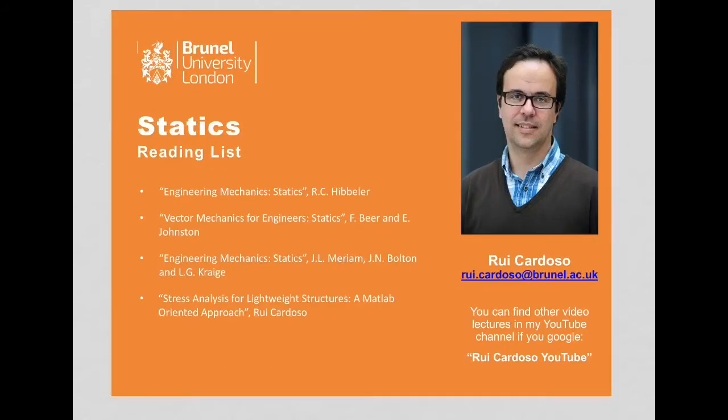I would like also to say that all the examples I will be doing in these lectures and tutorials, not all of them, but many of them, were taken from these recommended books I have listed here in this slide. So Engineering Mechanics Statics from Hibbeler, or Vector Mechanics for Engineers, Statics from Beer and Johnson, Engineering Mechanics Statics from Meriam, Bolton and Craig, and also my own book, Stress Analysis for Lightweight Structures, a MATLAB-oriented approach. So all the examples you will see in the videos, sometimes I refer to which book I've taken the example from, sometimes I don't, but these are the books that I follow. In case I forget to mention which book I took the example from, you have here the list of books, so you know where they came from.